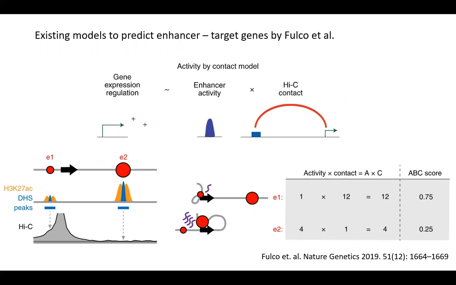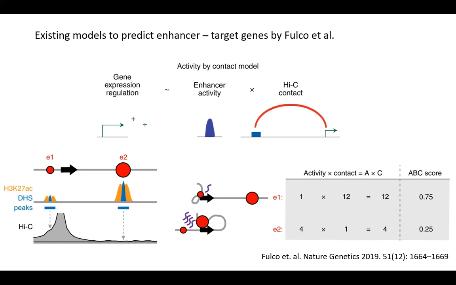The way it works in their model is that you have a gene, and this gene is driven by multiple enhancers. And the enhancer acts on the gene through this three-dimensional physical contact. The enhancer's relative strength depends on the activity that is measured by these epigenetic marks. And there are many different marks that indicate enhancer activity, but the one that they use is H3K27 acetylation.